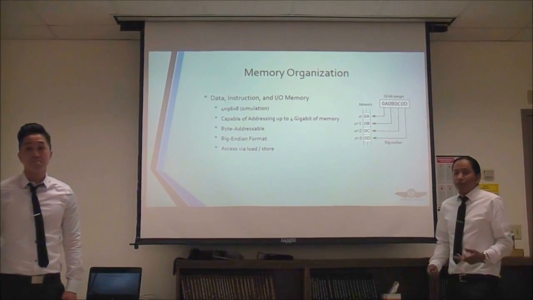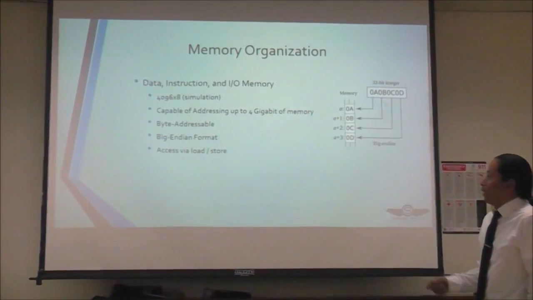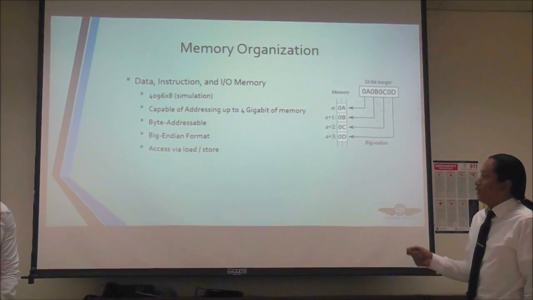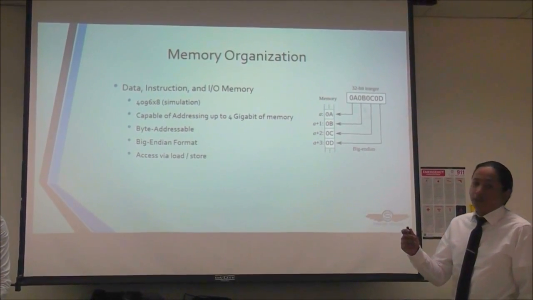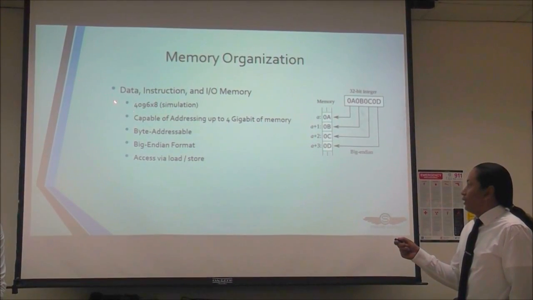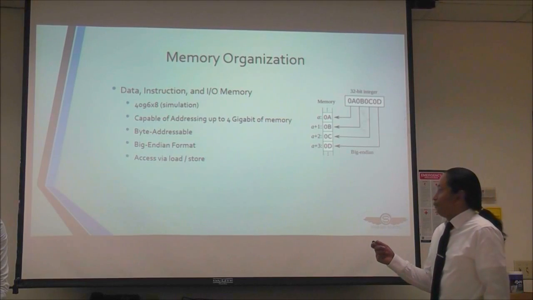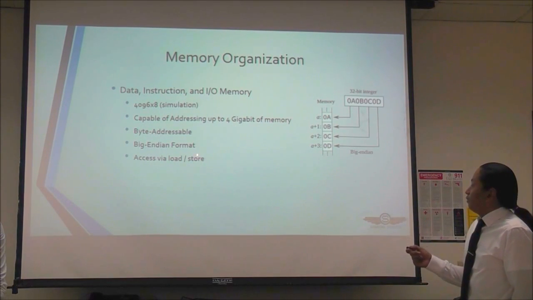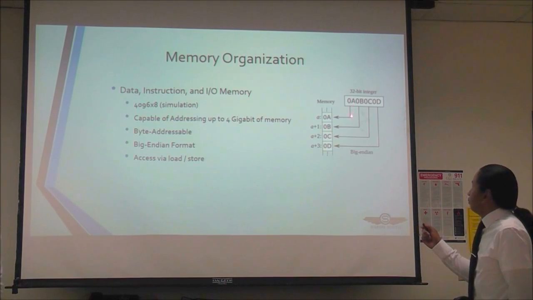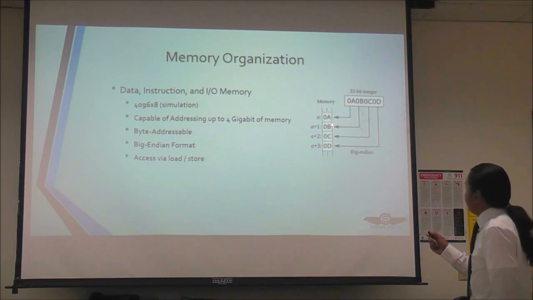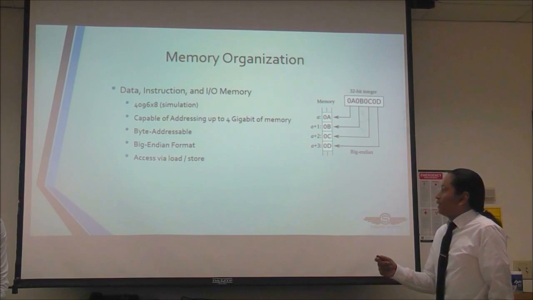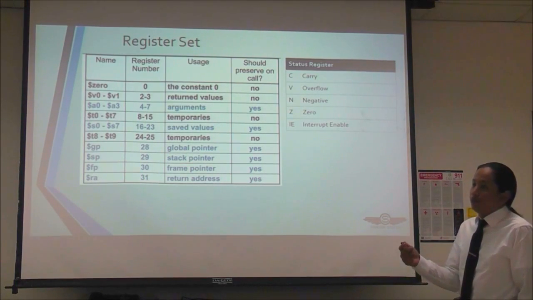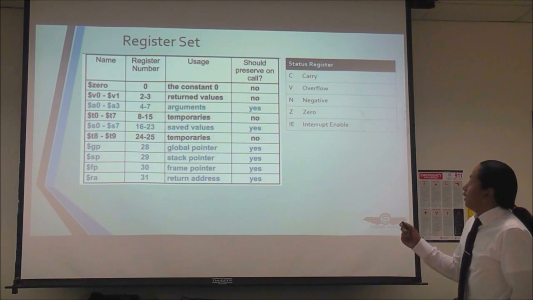Alright, so in our simulation of the MIPS processor, we have data memory, instruction memory, and IO memory that is organized in 4K by 8, so it's byte addressable. But in actuality, it can address up to 4 gig of memory. It's stored in the big endian format, which means the most significant byte is stored in the lowest address in memory. Oh, and it's accessed via load and store, so you don't use input, output, or store word, load word.